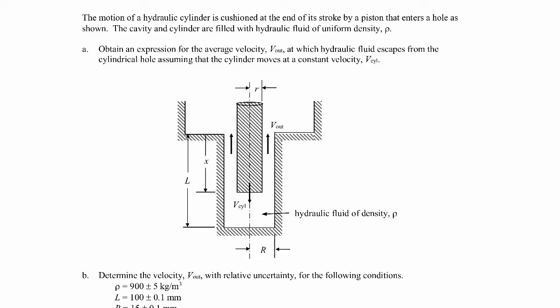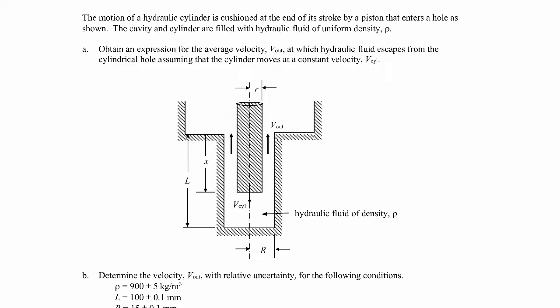In this example, we're told we have a hydraulic cylinder with its motion cushioned at the end of its stroke by a piston that enters a hole as shown below. So the cylinder is moving downward into this piston region. As it moves downward, the hydraulic fluid in here gets pushed upwards and out. So as this inner cylinder comes down, the movement is slowed down because you're also pushing out the hydraulic fluid.